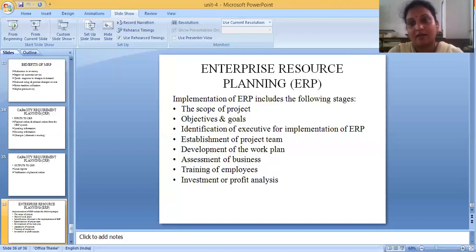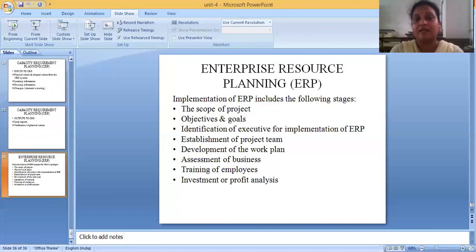Next one is assessment of business. What are the profits? What are the losses? What is the material that we need to purchase? Where from do we have to order? How to produce, where to supply, everything. Next one is the training of employees. How should employees get trained in order to perform the job? We should provide the training for the employees. How many employees need to be trained? In what way do they have to be trained? Where from do you get the experts? All these things. Next one is investment or profit analysis. After finishing this project, what is the benefit that we are going to get? All these things will be taken into consideration while deciding the ERP, that is enterprise resource planning.